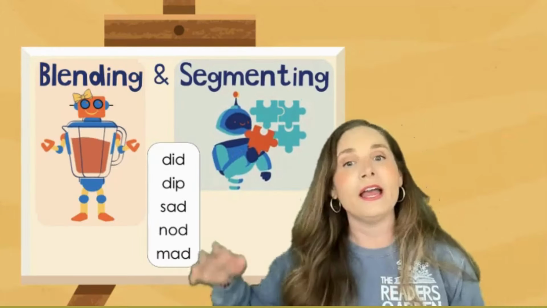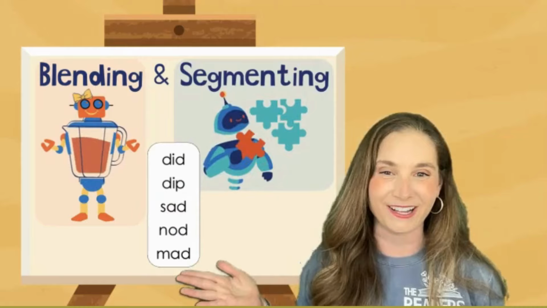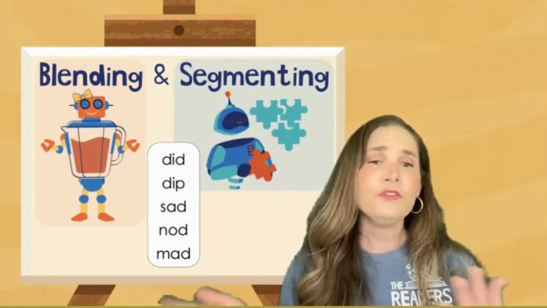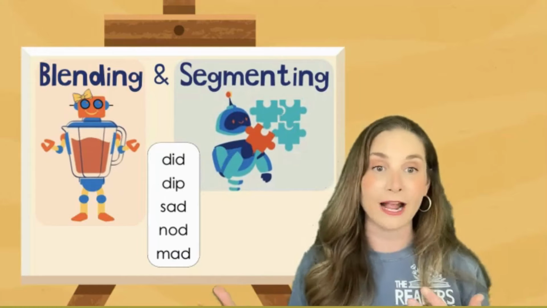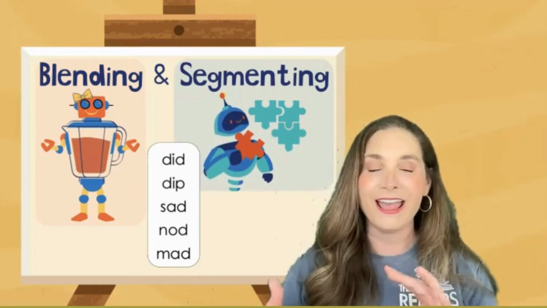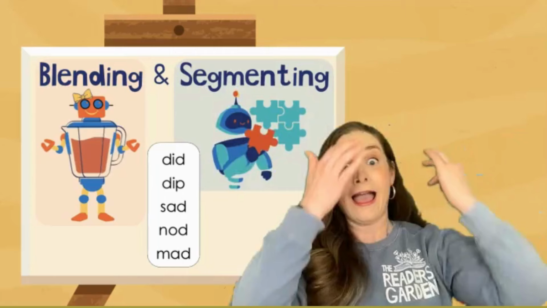And so then you could go through and do that with all the words that your child has on their list. So we could do that for did, dip, sad, nod, and mad. And even if you only do it for a few, it's still great to be practicing because that practice at home is going to be mirroring the practice they do at school. And that's just going to continue to help them to grow as a reader.